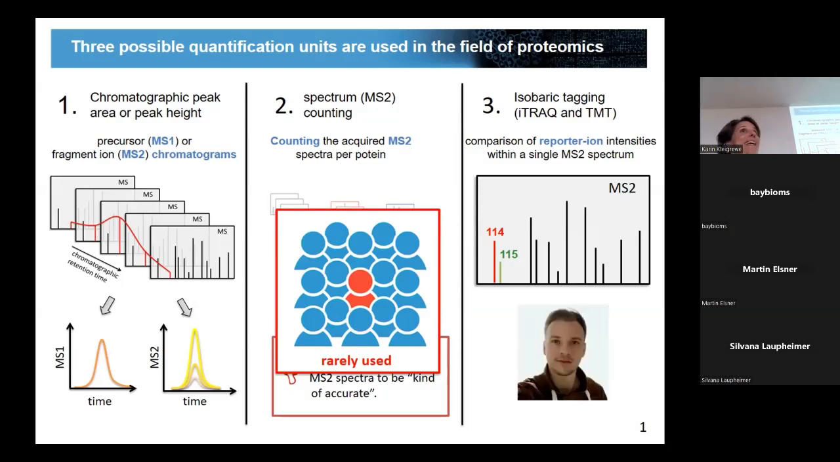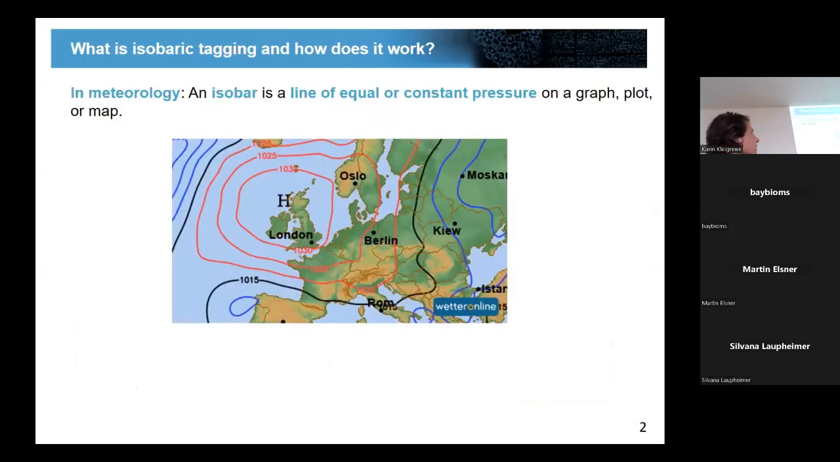The isobaric tag, exactly. That's what Flo uses, what you will hear about in the second talk. So where does the name come from? Isobaric tagging. Maybe you're familiar with the term isobar from the weather report. So in meteorology, people talk about isobars when they talk about lines on the map of equal or constant pressure. So something is equal over a certain area.